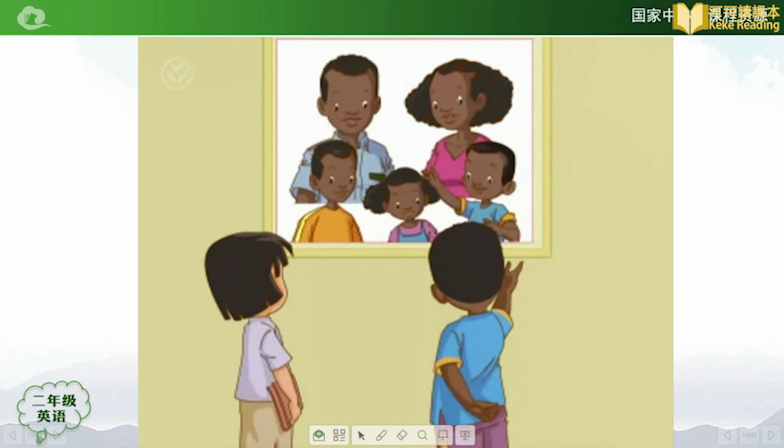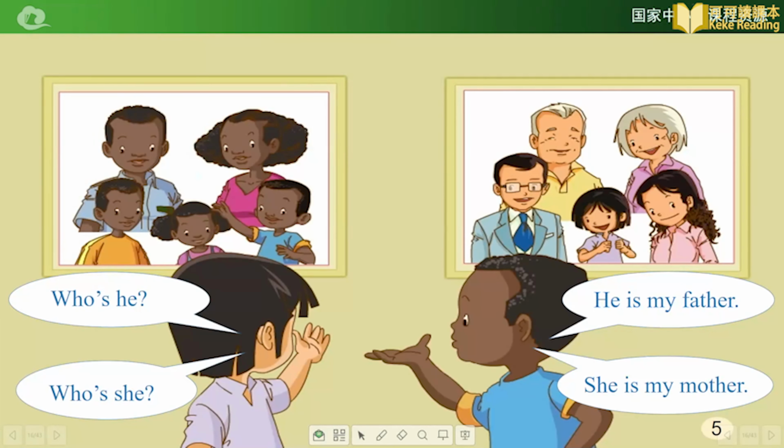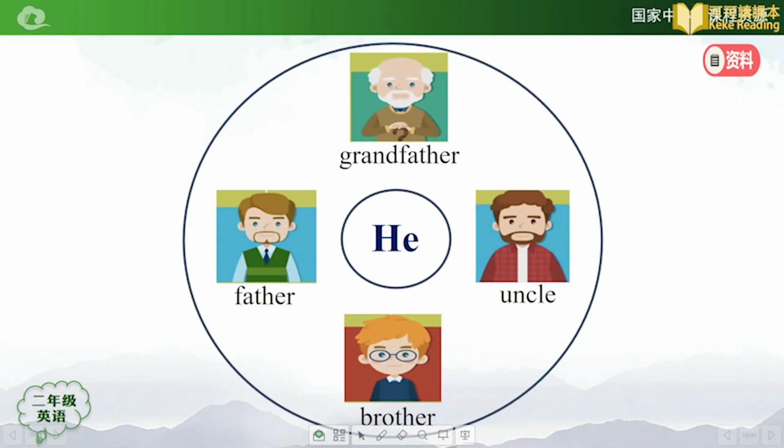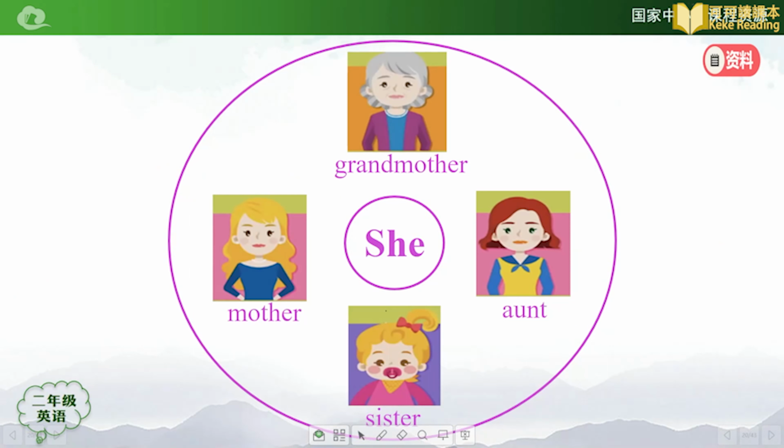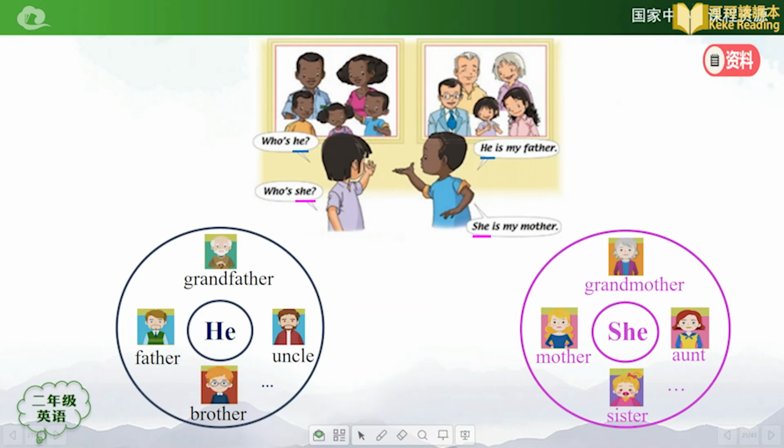Who are they talking about? Yes. They are talking about Andy's father and mother. When we talk about father, we use the word he, 男他。Father, grandfather, uncle, brother 是男性，我们都用男他 he 来指代。When we talk about mother, we use the word she, 女她。Mother, grandmother, aunt, sister 是女性，我们都用女她 she 来指代。When we talk about family members, pay attention to the words he and she. Okay? Very good.